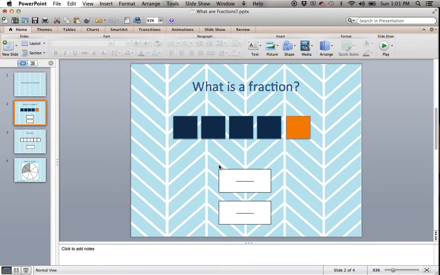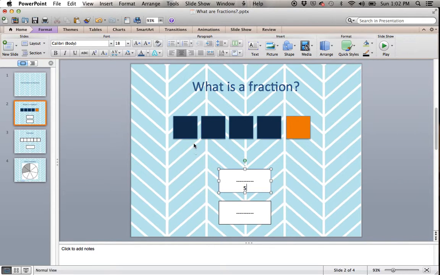First of all, we need to count how many squares we have in total. 1, 2, 3, 4, 5. We have 5 squares in total. The total number of squares will go on the bottom of our fraction.